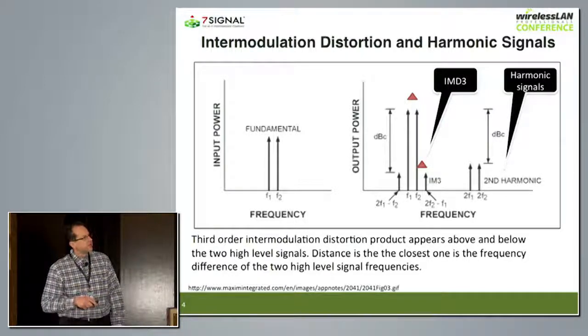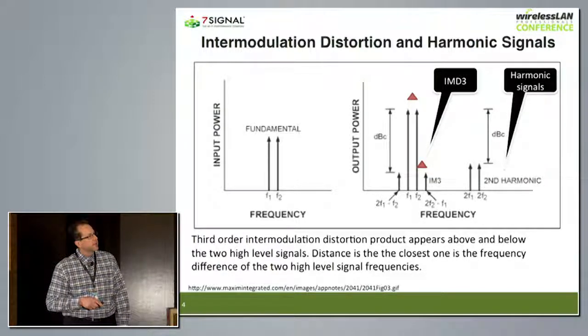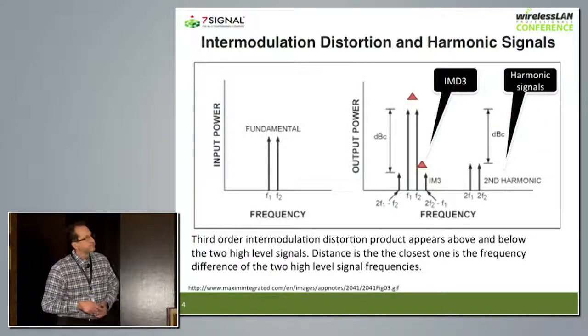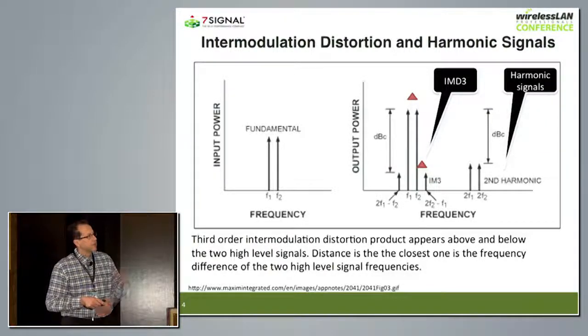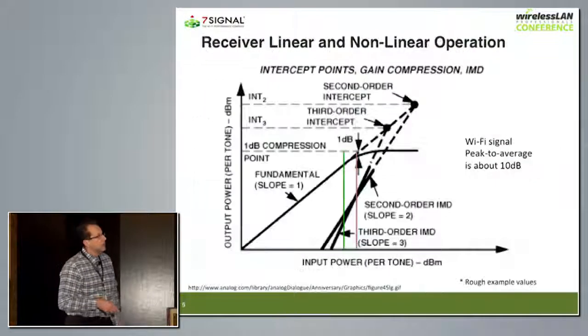The frequency they are on is determined by the difference between these two carriers. These third order products are at the same distance from the carriers as the frequency difference between these two high peaks. This is different from the harmonic products, which are multiples of the original frequency.